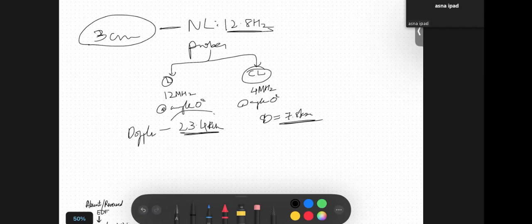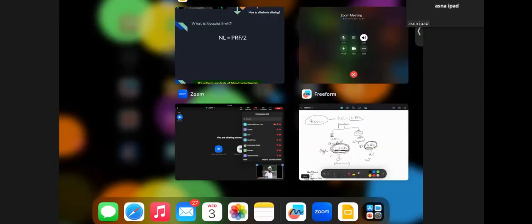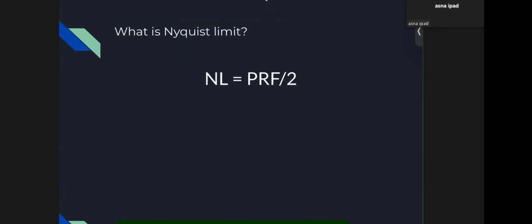So with a linear probe, when we are doing Doppler, the Doppler shift exceeds the Nyquist limit, so we definitely get aliasing here. With a curvilinear probe, our Doppler shift calculated is 7.8. This is 12.8. So it's less than the Nyquist limit. Therefore, there is no aliasing. So that is how the type of probe helps in removing the aliasing. I really hope you guys understood it.